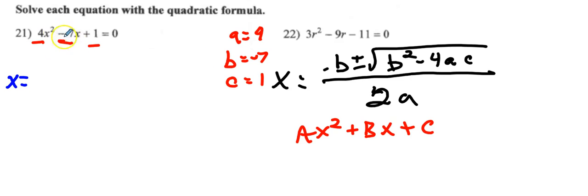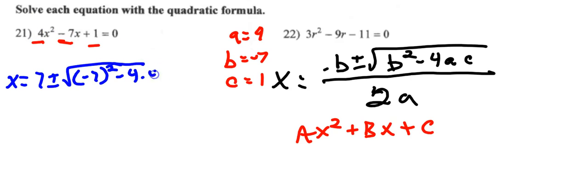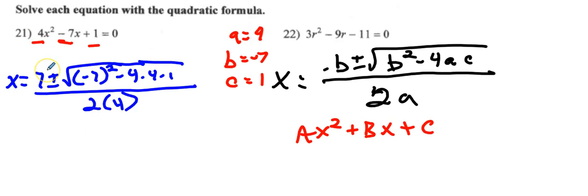Negative b. So we have negative 7. So negative just means 7. Plus or minus the square root of negative 7 squared. Make sure you put that inside parentheses. I'm going to write it out and then you're going to calculate it. So it's negative 7 squared minus 4 times 4 times 1, all over 2 times 4, or 2 times a. Now punch that into your calculator.